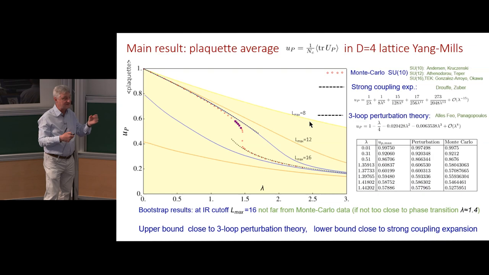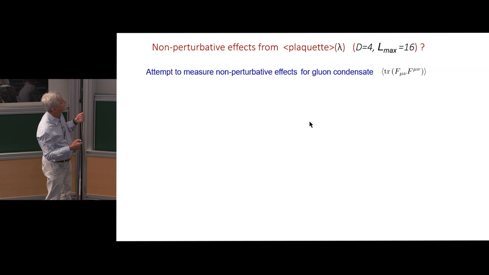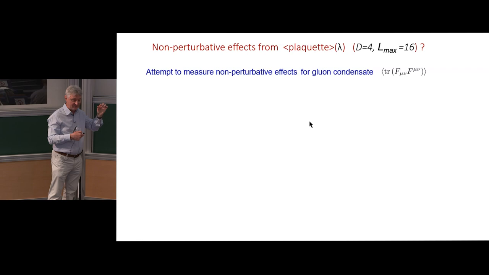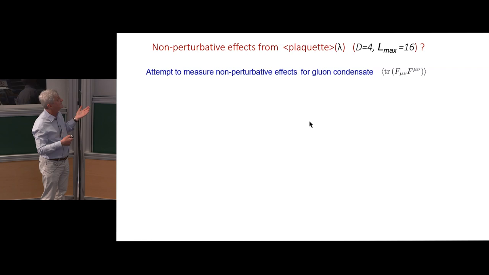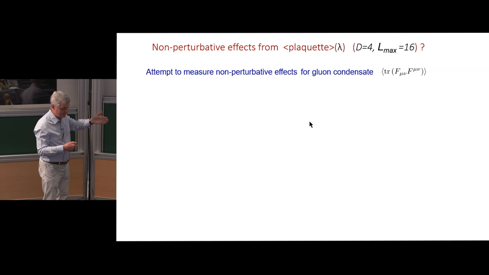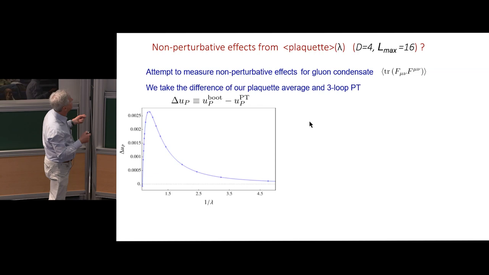This is what the next transparency is about. This is an attempt to measure non-perturbative effects for the gluon condensate, trace F mu nu squared. Because you know that if you expand the plaquette in the limit of small lattice length, you get trace F mu nu squared precisely, the first term of fourth dimension, which comes out of the action. But of course, on the lattice, it contains all this perturbative garbage. If you subtract it, you might think that you measure the condensate. And what happens here, unfortunately, again, it's not very visible, but this is what appears in this difference. We show here this difference.